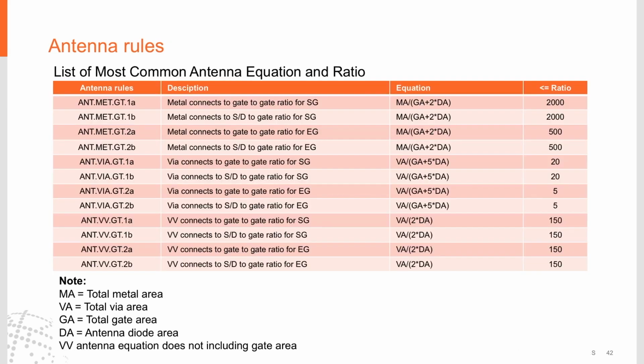Here's a list of the most common antenna equations and ratios, with the metal to gate with a ratio of 2000.